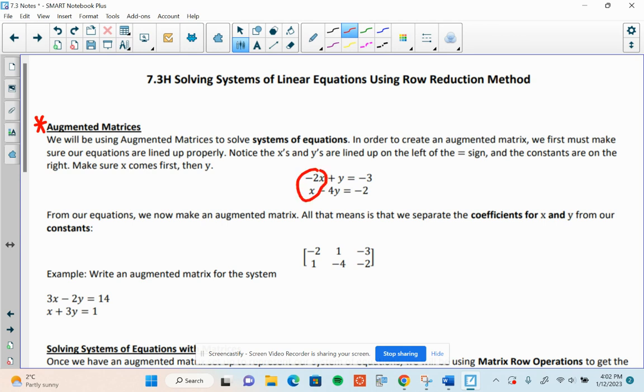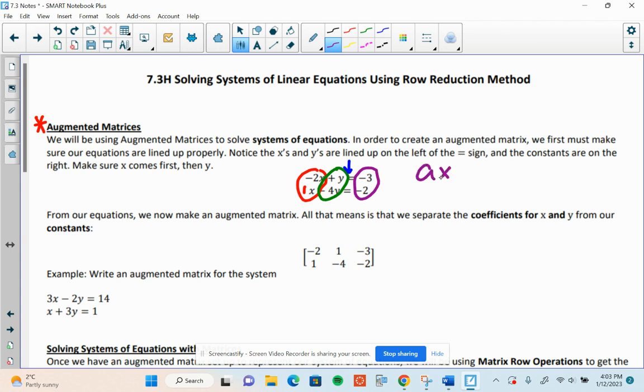Notice what we have right here. The x's are first. The y's are second. Then we have the equal signs. Notice the equal signs are lined up. And then the constants. So we have to have everything lined up properly, everything in the same order. So we'll put these in standard form.